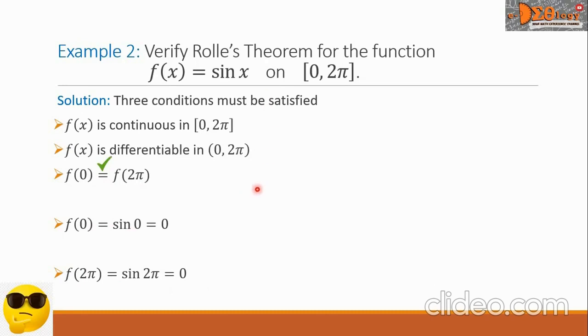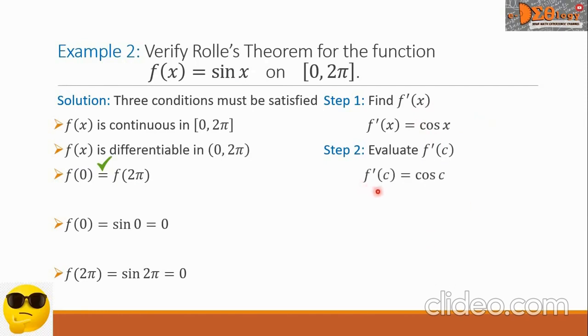Let us now find the value of c. Step 1 is to find the derivative. F prime of x is equal to the derivative of sine x, which is cosine x. Step 2 is evaluate f prime of c. We will change all the x that we see on the right side into c. So we have f prime of c equals cosine c.